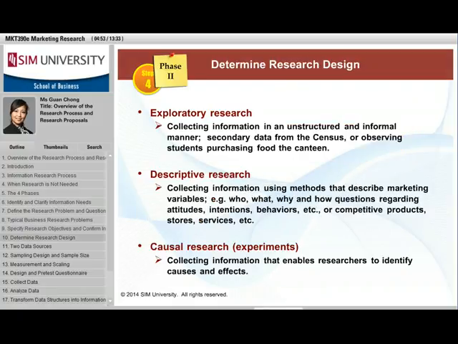Phase 2. Select the appropriate research design. Step 4. Determine the research design and data sources. There are three general categories of research designs: exploratory research, descriptive research, and causal research. Exploratory research design focuses on collecting either secondary or primary data using an unstructured format or informal procedures to interpret them. Examples may include secondary data from census, observing students purchasing food from a canteen, focus groups, and in-depth interviews.